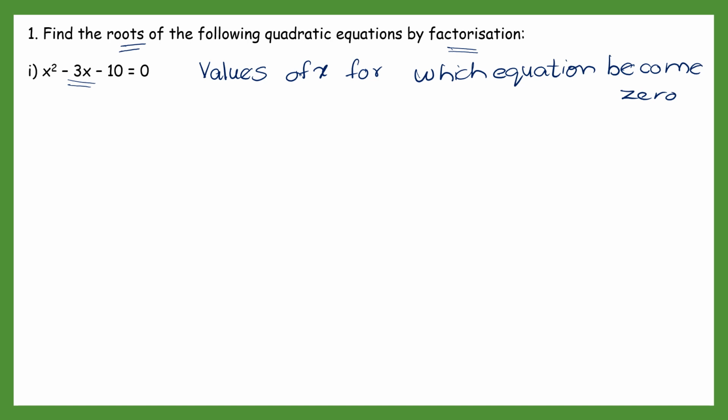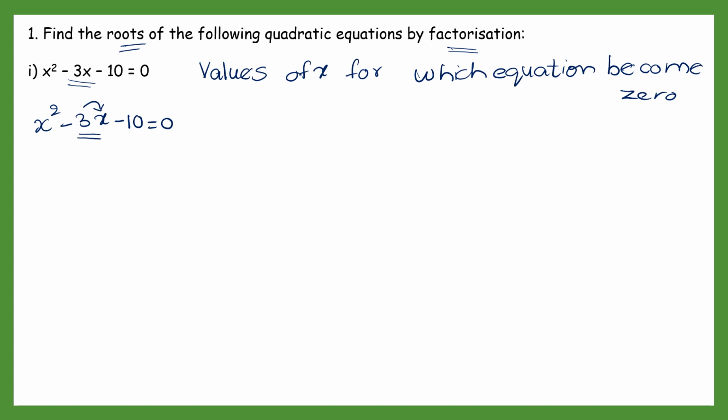So let's find those values, those roots of the equation, by factorization. How do you factorize? By using the splitting the middle term method. That means the middle term is what? If the equation is in the general form, standard form, ax square plus bx plus c, in that form the middle term is the term which has a coefficient and the variable x. Here, minus 3x is the middle term. So by splitting this term, we will find the roots. Splitting the middle term method.